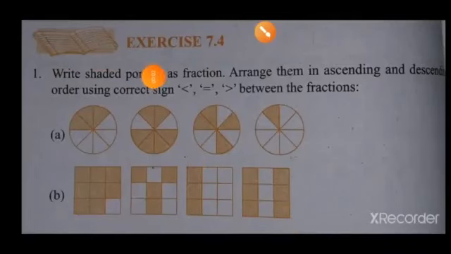In our today's video, we are going to start exercise 7.4 question number 1. Write the shaded portion as a fraction. Arrange them in ascending and descending order using the correct sign: less than, equal to, or greater than between the fractions. Part A. These four figures are there and we are going to write the fraction for the shaded portion. So first we write the fraction for the shaded portion.